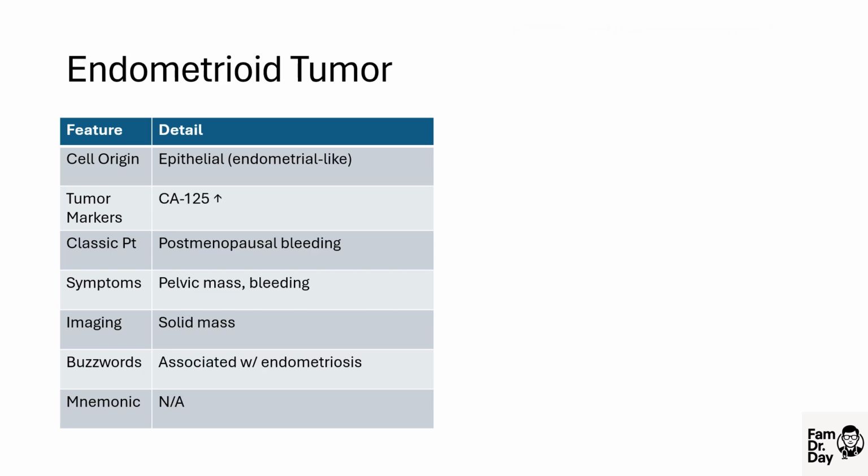Endometrioid tumors are up next, that come from epithelial cells with elevated CA-125. The classic case is postmenopausal women with bleeding and a pelvic mass. Imaging will show a solid mass, and it's associated with endometriosis.